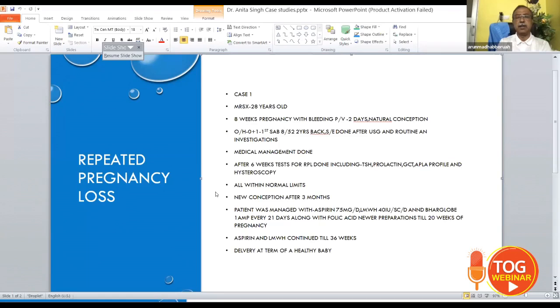But the patients are also upgrading their education. So many of them today have switched their views and are agreeing to undergo all sets of investigation, at least after 2 or 3 recurrent miscarriages.